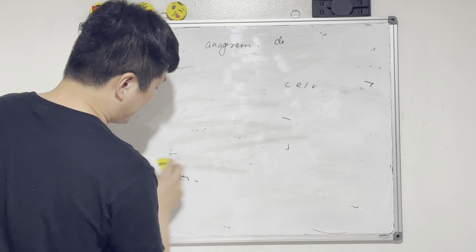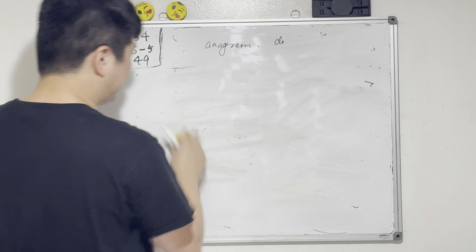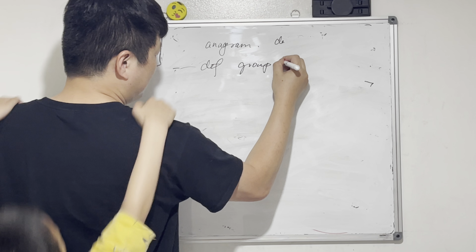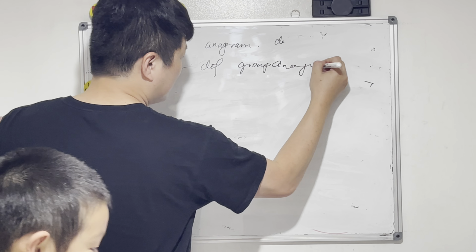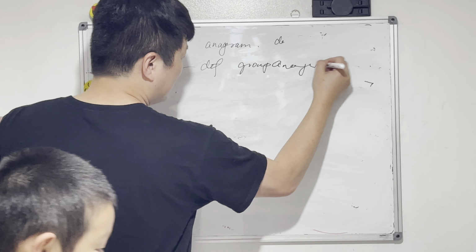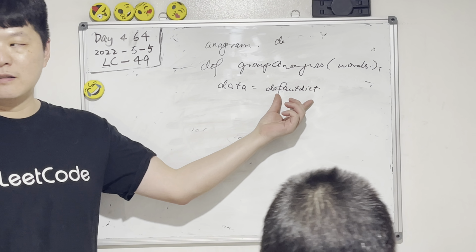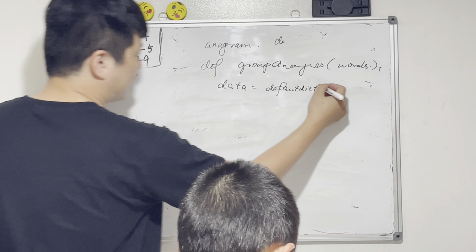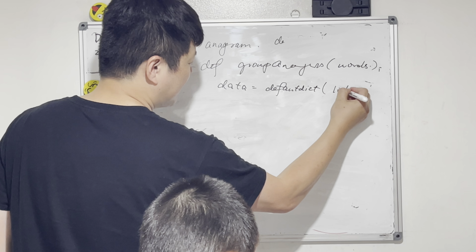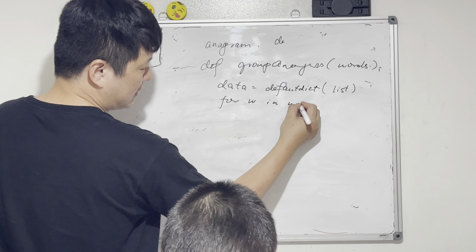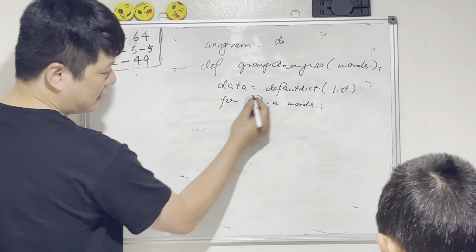So we use a defaultdict, and the default type will be a list. Define group anagrams, and I'm given these words. First, data equals defaultdict. We'll talk about defaultdict many times. This is a class from collections: from collections import defaultdict. The default type will be a list of words. Now we go through the words, for w in words.